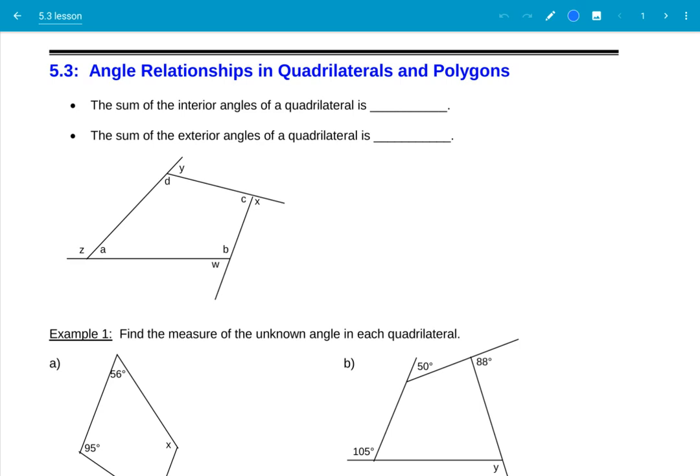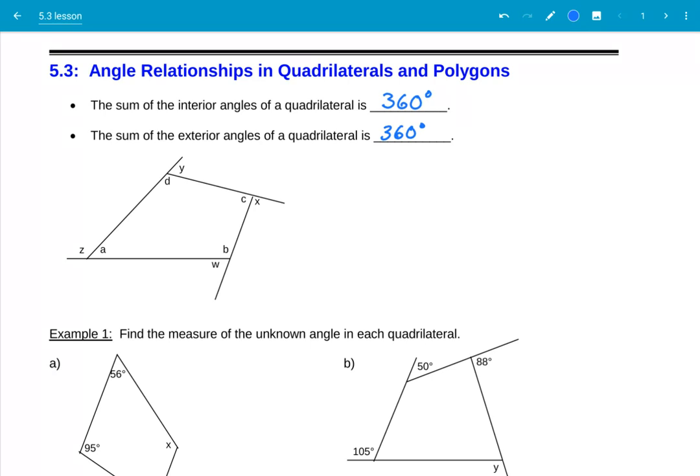Okay, so here's the lesson and examples for 5.3, angle relationships in quadrilaterals and polygons. The sum of the interior angles of a quadrilateral, so all the angles added up inside of a quadrilateral, the sum is 360 degrees. The exterior angles of a quadrilateral also add up to 360 degrees. In fact, for any polygon, the angles on the outside add up to 360.